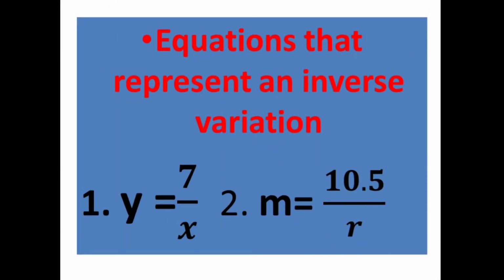Now, these are equations that represent an inverse variation. Example number 1, y equals 7 over x. In this example, the constant is 7. In number 2, m equals 10.5 over r. The constant, class, is 10.5. As you can see, class, the constant is found in the numerator.